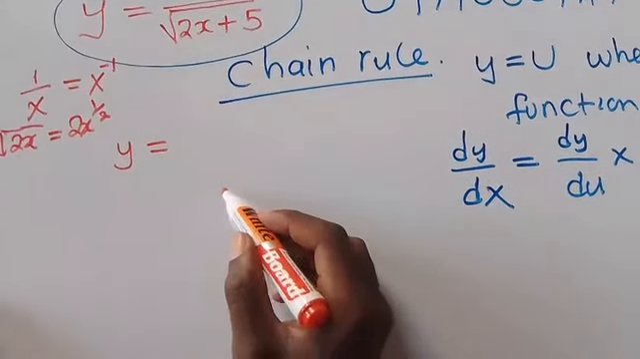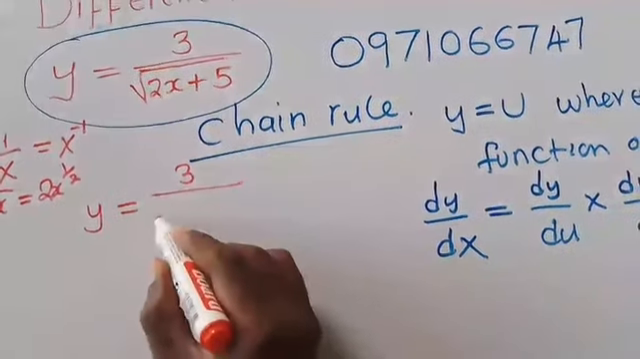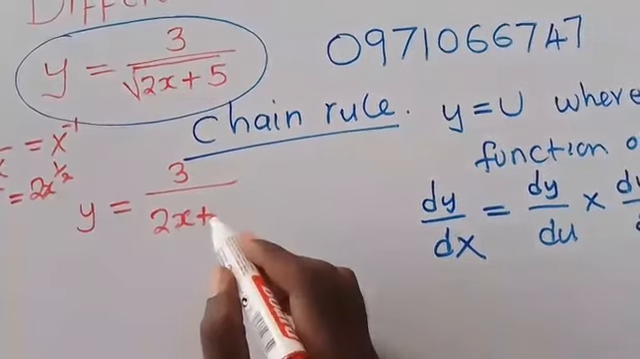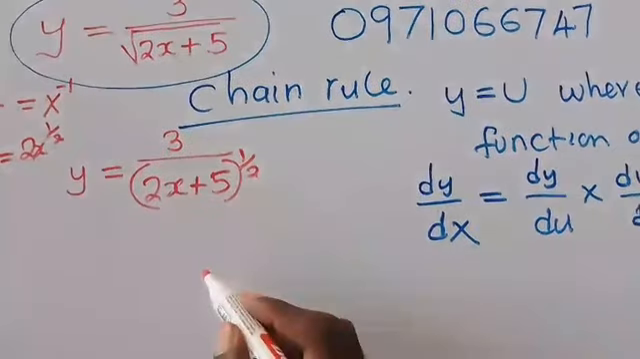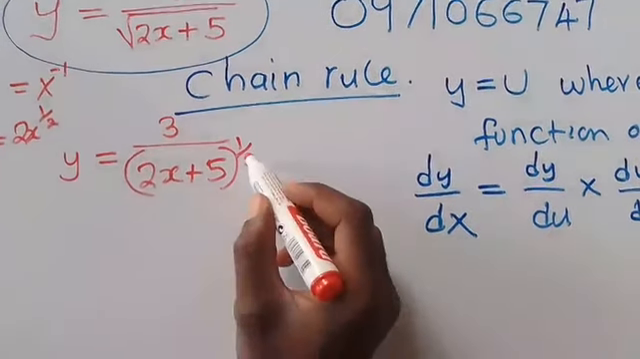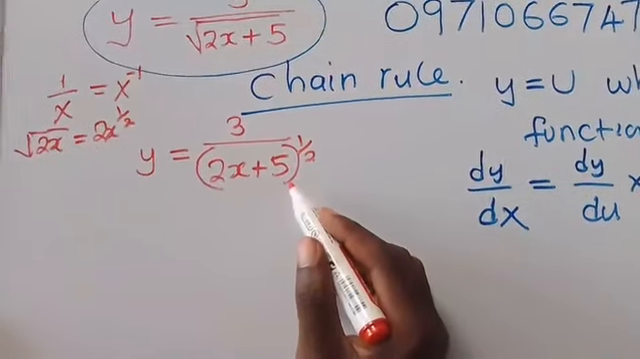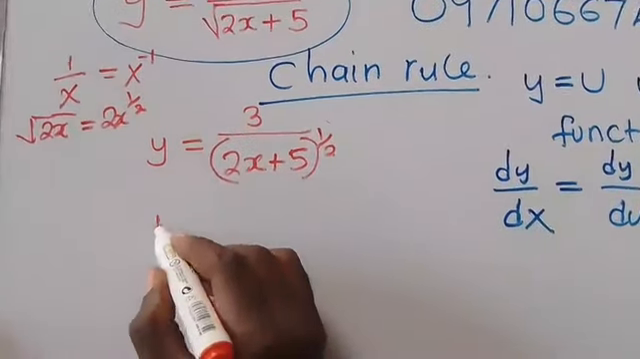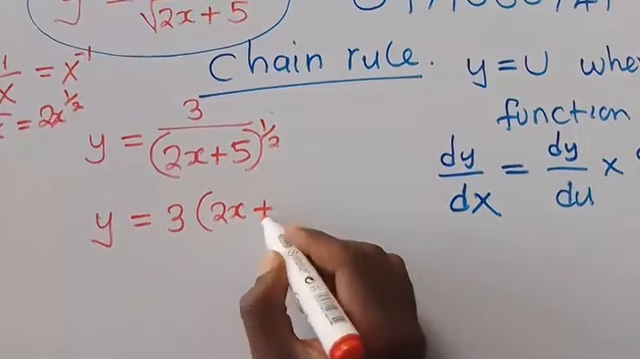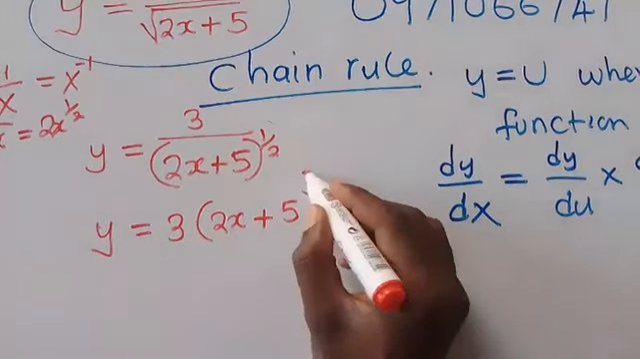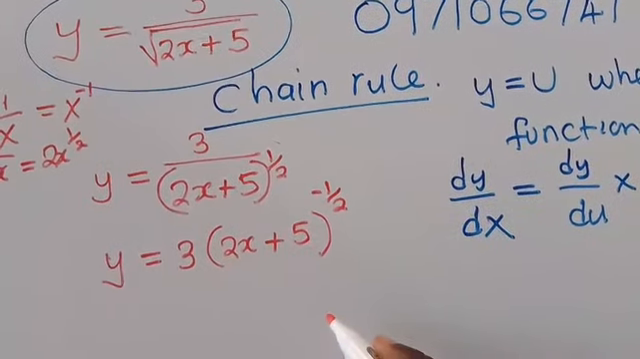So what am I talking about? This expression here is just the same as 3 over (2x plus 5) to the power half. This is in positive indices, so I need to convert it to a negative index. So y is equal to 3 multiplied by (2x plus 5) to the power negative 1 over 2. This is what we are going to do here.